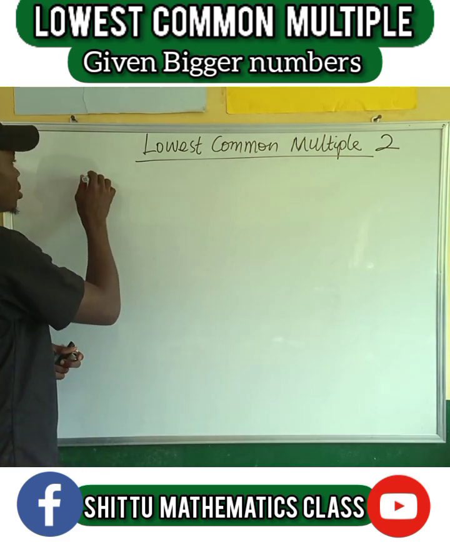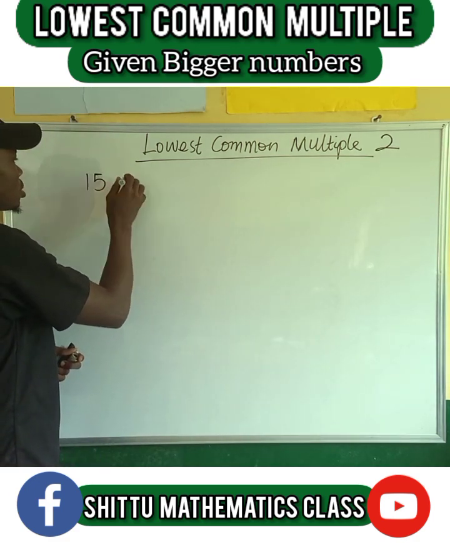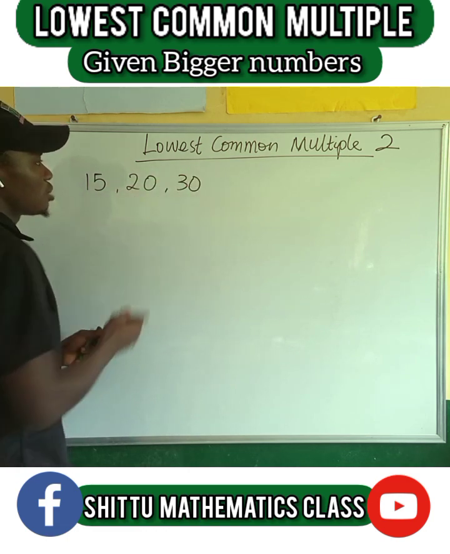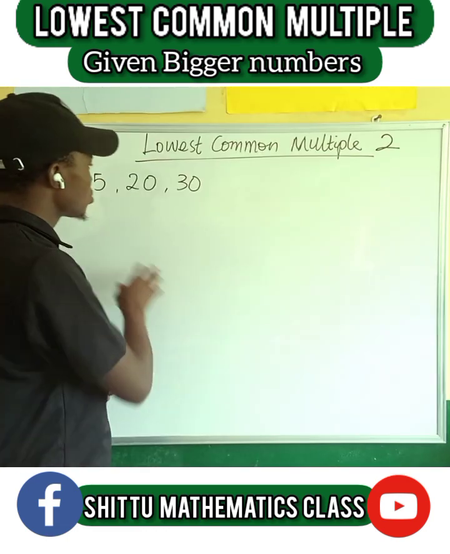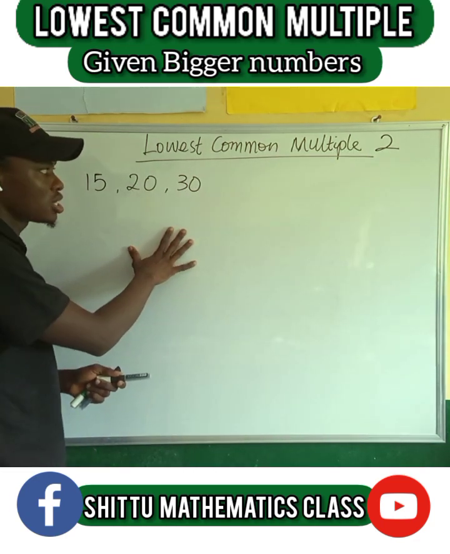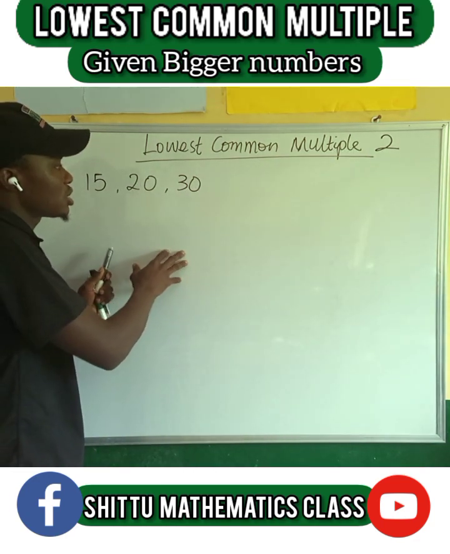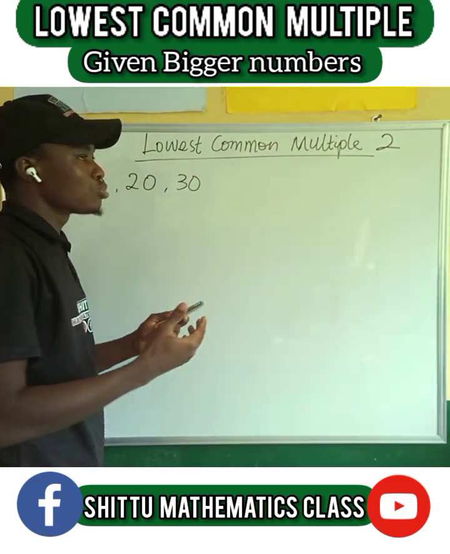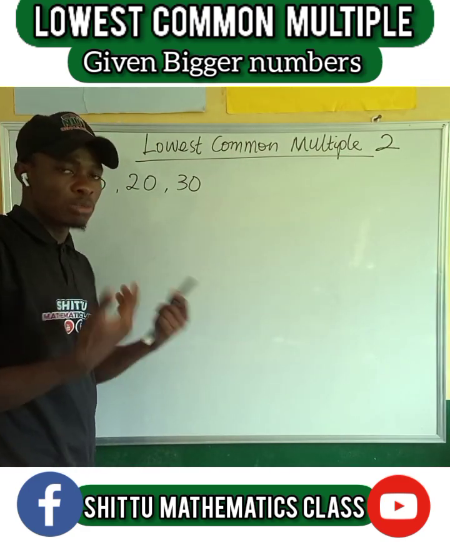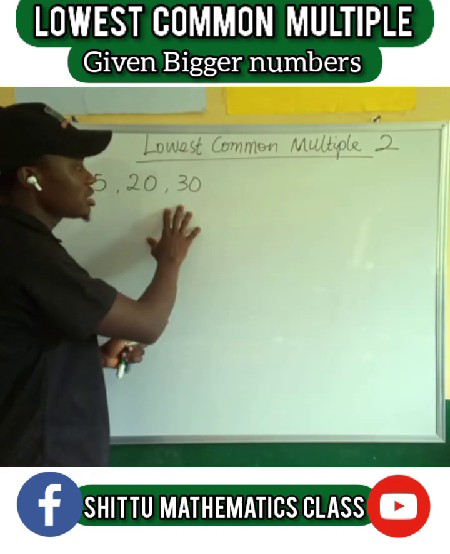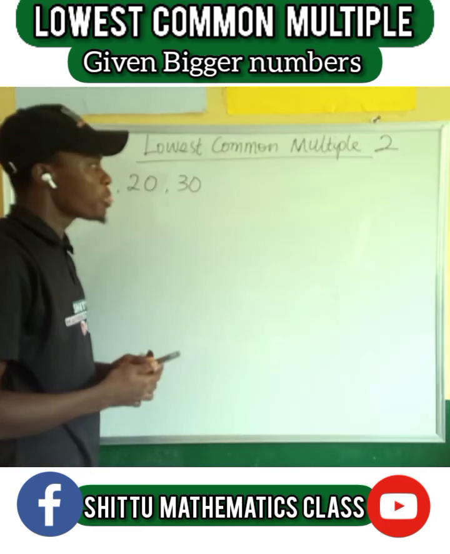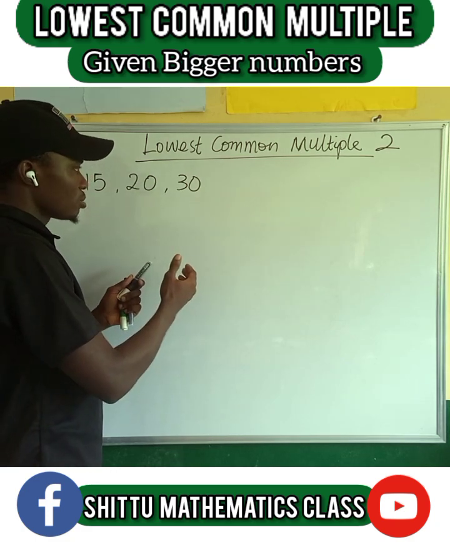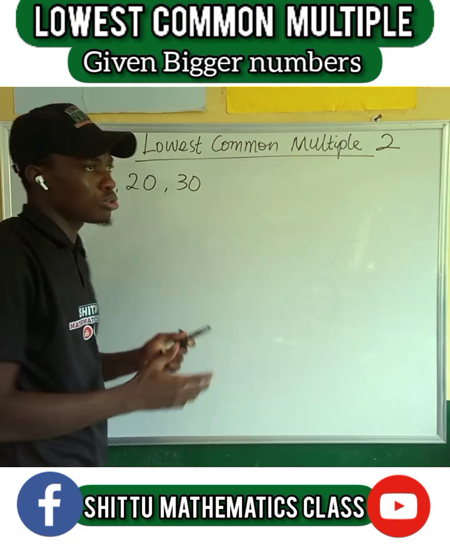So let's see, we want to get the lowest common multiple of 15, 20 and 30. We are given these three numbers and we want to know the lowest common multiple of these. You can see that it will be very difficult and we would waste much of our time finding the multiples of these. So here we need to use another method.